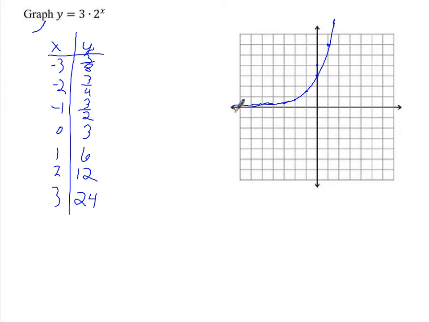Maybe I should do this without my right hand. There we go. But it will never touch. It will never cross the x-axis. So there's your graph. And that's how you do these. Make a table of values. Usually negative 3 to positive 3 will work. If numbers get too big to fit on your graph, either change your scale or just call it good. That's what we did right here. We called it good.